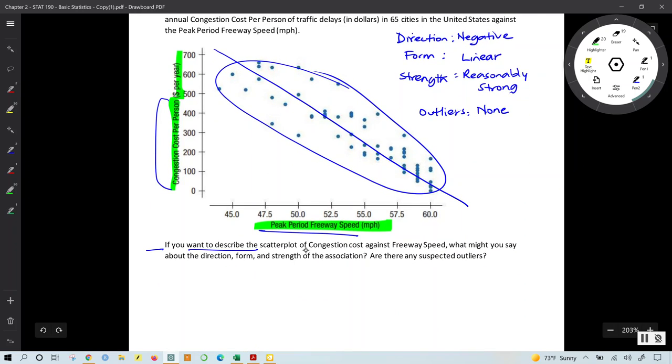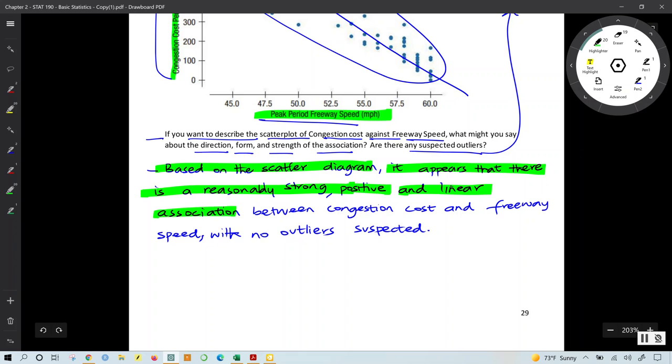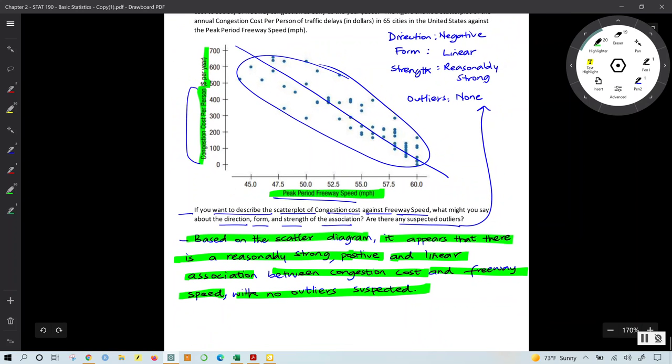So if I was to describe this scatter plot of congestion cost against freeway speed, what I might say in terms of the direction, form, strength of the association, and the presence of any outliers is here given. And in a nutshell, I will put that in the following sentence. So I would say that based on the scatter diagram, it appears that there is a reasonably strong, negative, and linear association between congestion cost and freeway speed with no outliers suspected. This is an example of how to communicate your findings from the scatter plot.